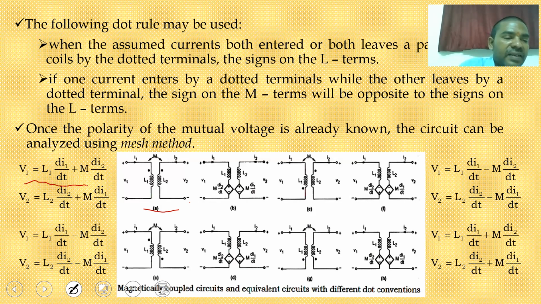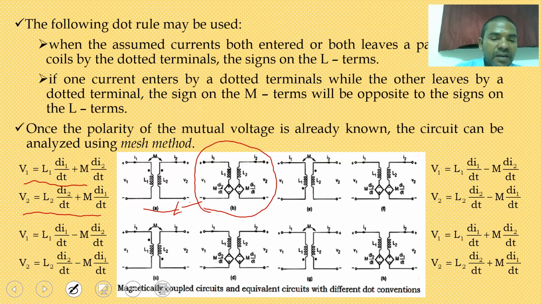So while writing the second equation, V2 is equal to L2 into dI2 by dt, because L2 is carrying a current of I2 only. So the mutual inductance you have to consider with respect to I1 current, so M into dI1 by dt. So now this is the equivalent circuit I have represented for the first one.